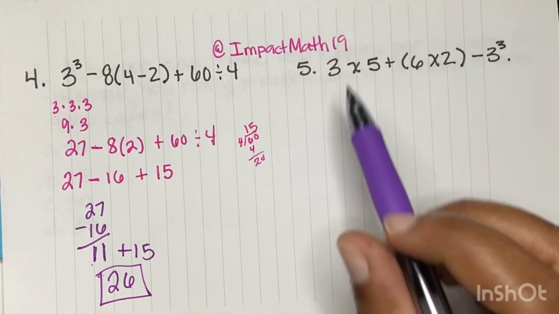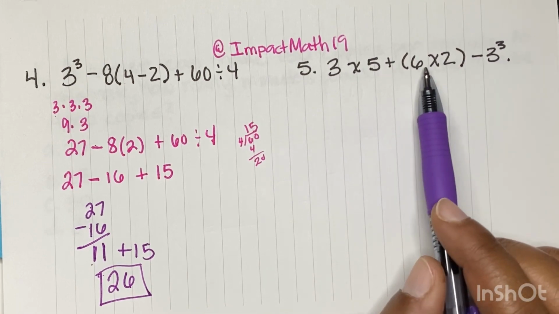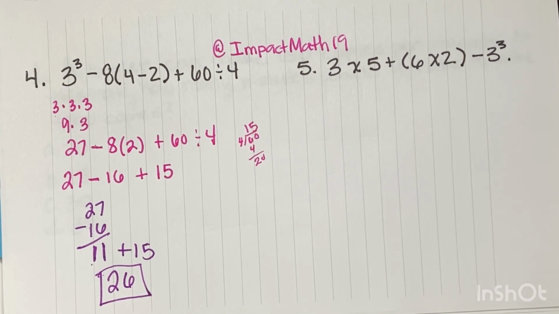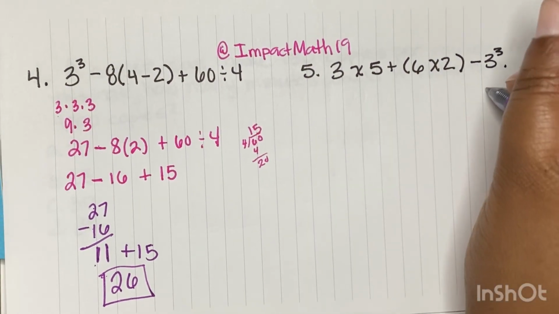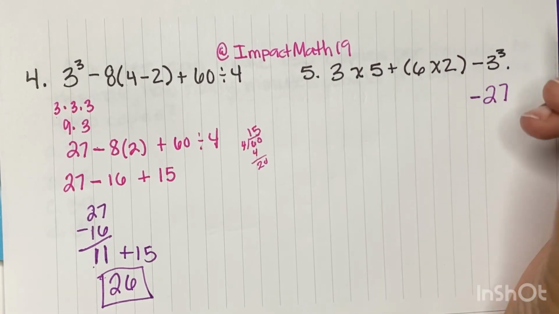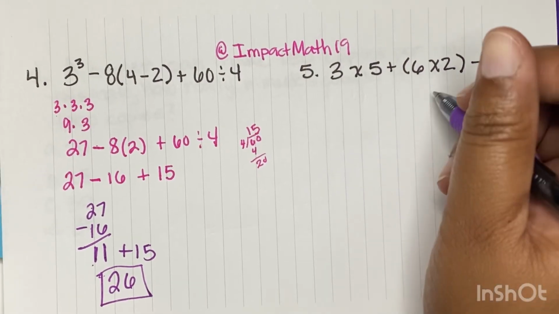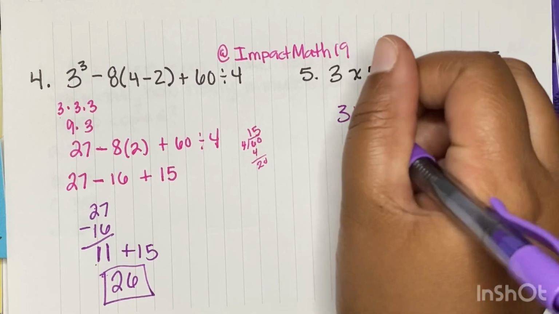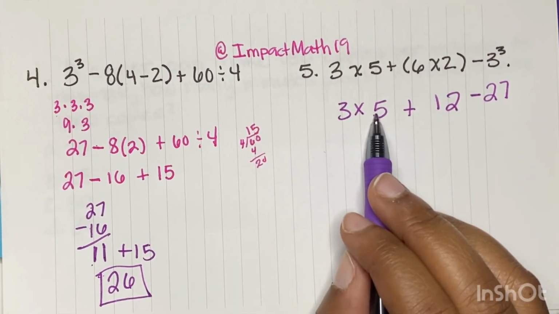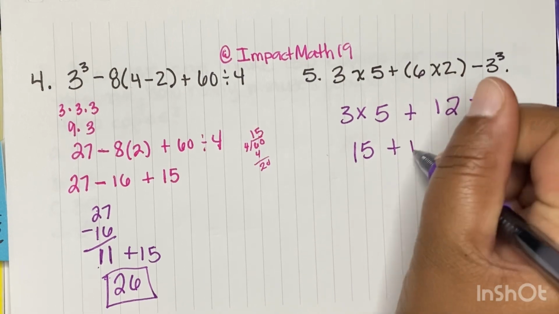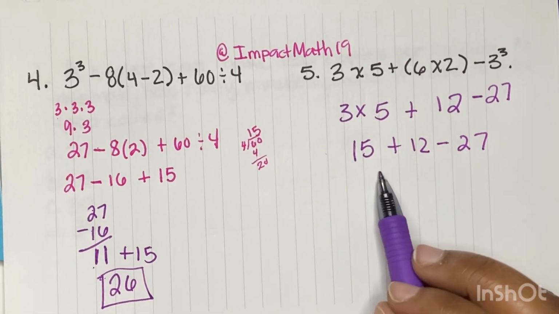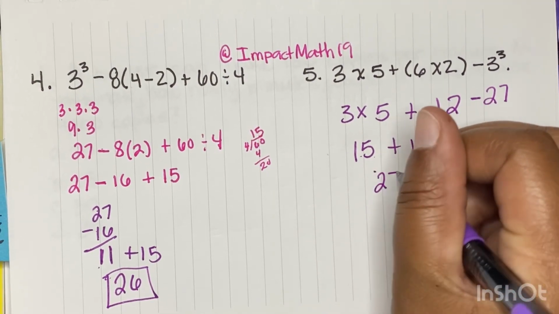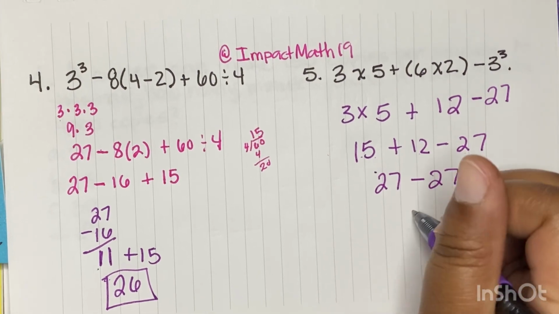All right, number 5 says 3 times 5 plus, and then parentheses, 6 times 2 minus 3 to the third. Well, we just did 3 to the third over here, so we know that's going to give us 27 minus, and then 6 times 2, we're going to work inside the parentheses, 12 plus, and we're going to drop down everything else. Okay, so we have 3 times 5, which is 15. Plus 12 minus 27. Again, left to right when you have addition and subtraction. 15 plus 12 gets us 27. Minus 27 is going to be 0.